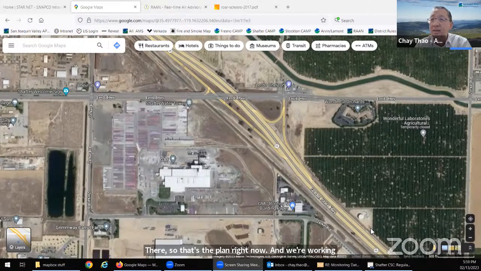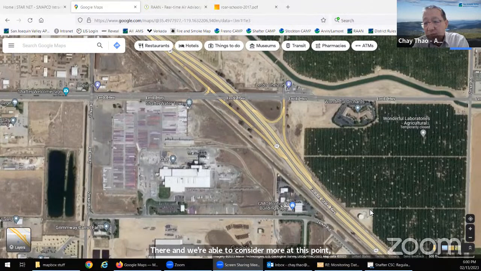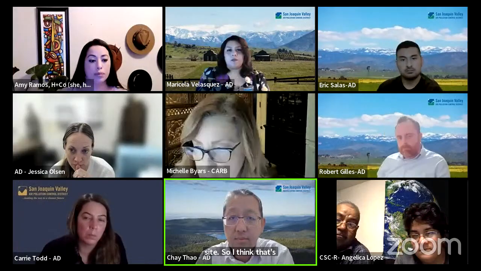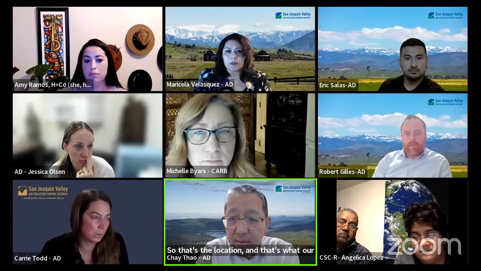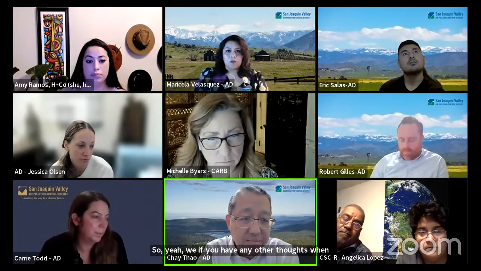And hopefully in the next couple of weeks, we'll get the vans up and running and going long term on there. And at this point we're thinking that this could be a site, since it is fully secured, that we can continue to go to for long term monitoring for a couple of weeks as we move to other sites, and then we can come back to this site. So I think that's what we're going to be shooting for. So that's the location, and that's our plan for it. If you have any other thoughts or concerns, please let us know.